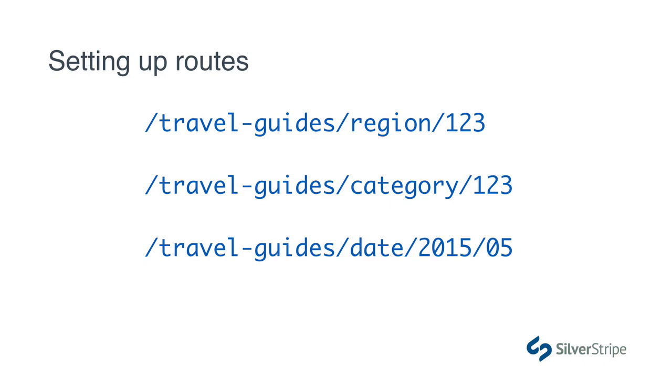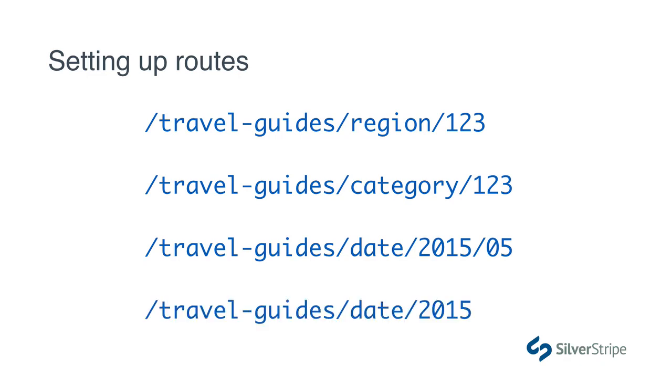And we could take this a step further. Optionally, it would be nice if we allowed the user to omit the month and show an entire year. So travel guide /date/2015 would work as well. These intuitive, semantically correct URL routes always earn us big points, so be thinking of these things.